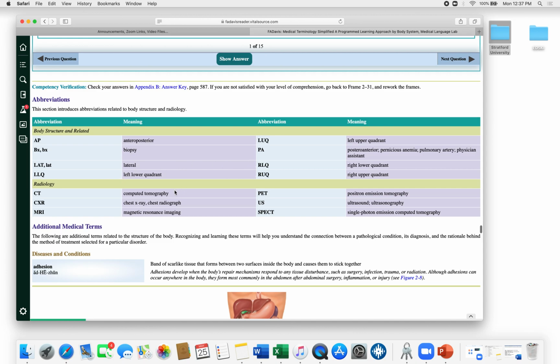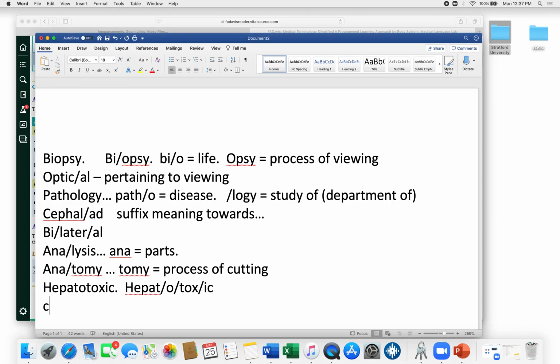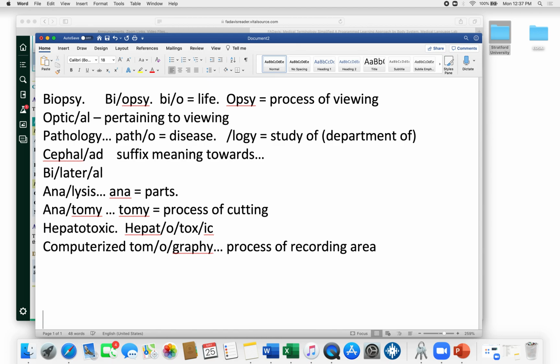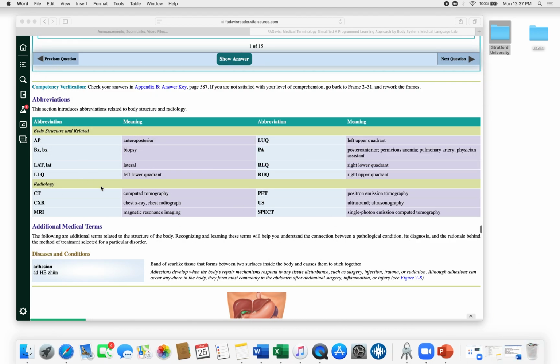LLQ, RUQ, RLQ, we already talked about. Computerized tomography. Let's look at that word. Tomography. Now, graphy is, remember the Y, process of recording. Tomo means area. So what does a CT scan, or computerized tomography, do? Well, it takes multiple pictures in slices of wherever you want to look at, and the computer puts all the slices together to give some sort of three-dimensional model, and it's pretty neat. So a CT scan is just a fancy way of doing multiple X-rays and then comparing and contrasting the different levels.